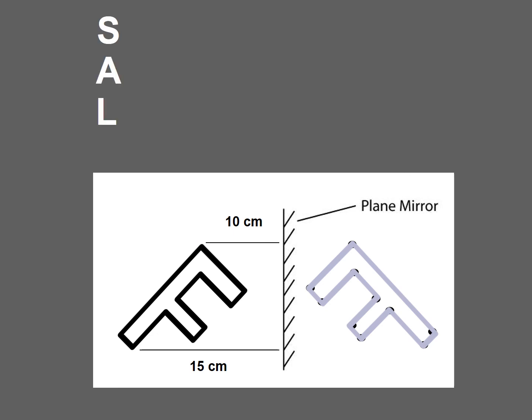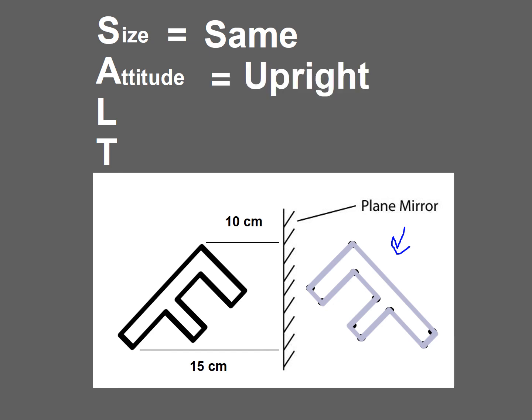Okay, so SALT, that is our acronym. The S stands for size. What we're doing is comparing the size of the image to the object, and they should be exactly the same. When you look into a mirror, your image is the exact same as you. It might be backwards, but it is the same. Attitude is the next one. That's what A stands for. Is our image here upright or inverted? It should be upright. It might be backwards, but that's not what we're talking about. We're just looking at it and saying, yeah, it's still standing upward.